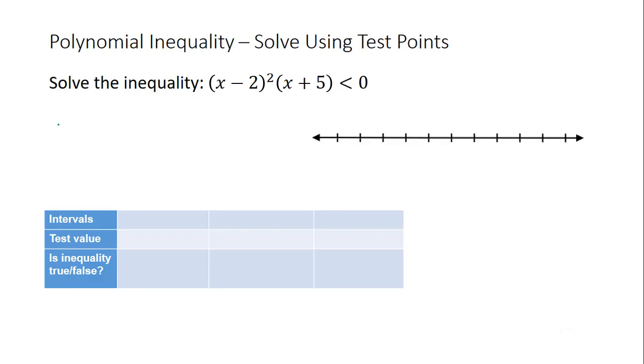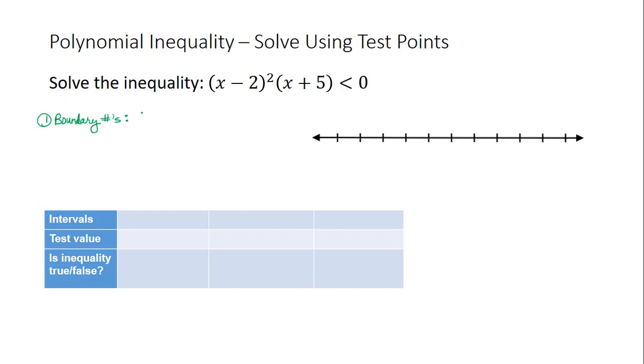In this video, we're going to solve a polynomial inequality using test points. We want to solve the inequality (x minus 2) squared times (x plus 5) is less than 0. We first need to find the boundary numbers that will determine the regions of the number line from which we can pull test points.